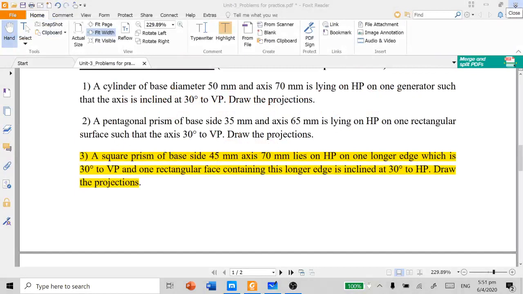The problem is: a square prism of base side 45 mm, axis 70 mm, lies on HP on one longer edge which is 30 degree to VP, and one rectangular face containing this longer edge is inclined at 30 degree to HP. Draw the projections. This is what the problem says.